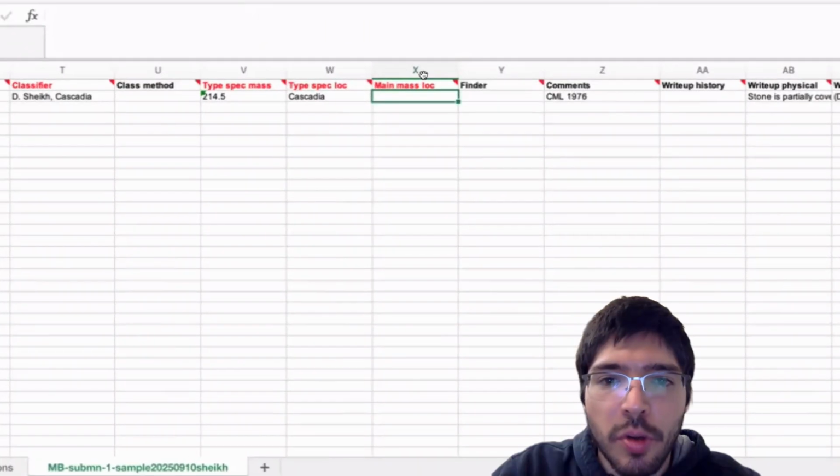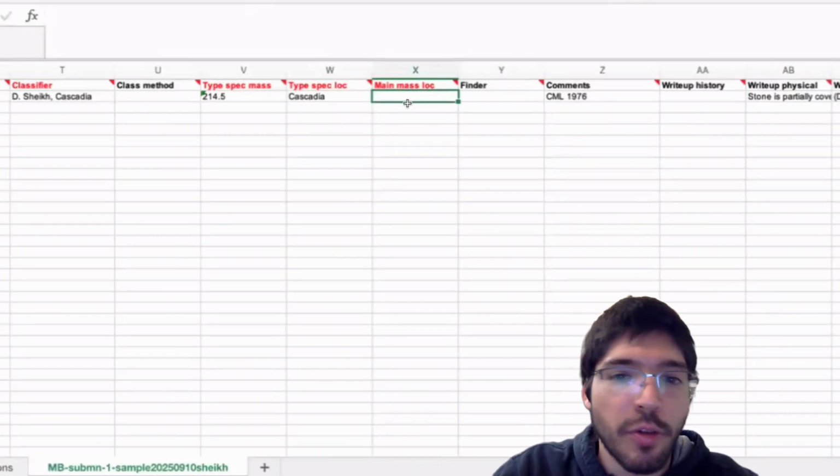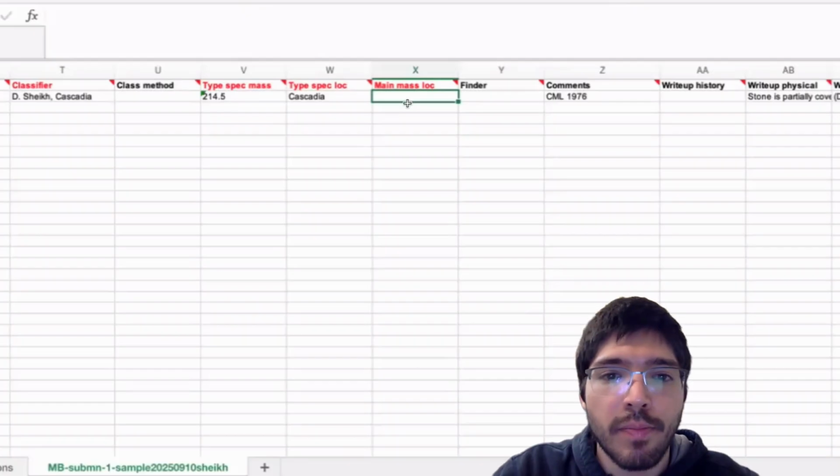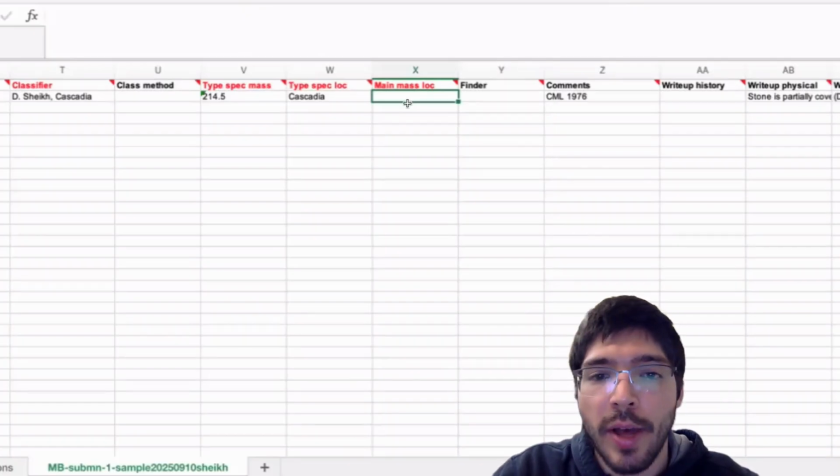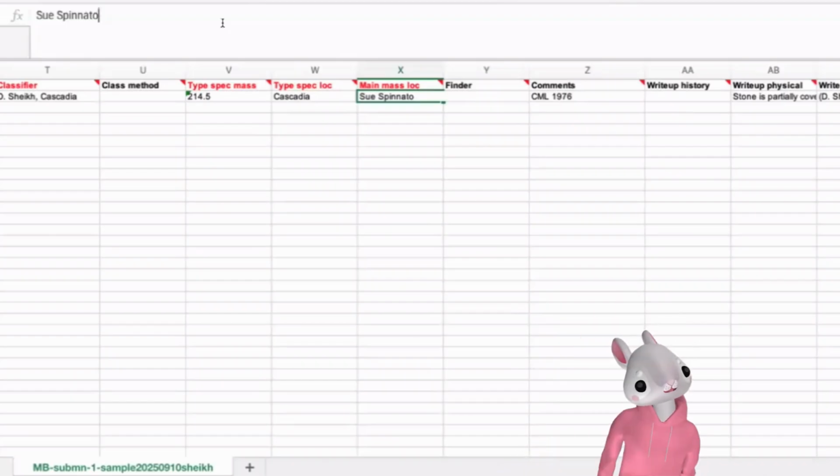Okay, so for the main mass location, how do you want me to say it? Do you want me to say Topher Spinato Meteorites, or Topher Spinato and Sue Spinato? Actually, if you could put Sue Spinato from the Knowledge Bolide crew, that would be even better. I think I put that note in the spreadsheet. We're trying to get that Knowledge Bolide name out there, because it's more about education rather than selling.